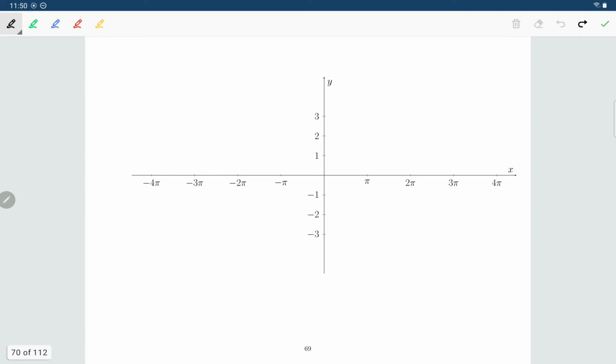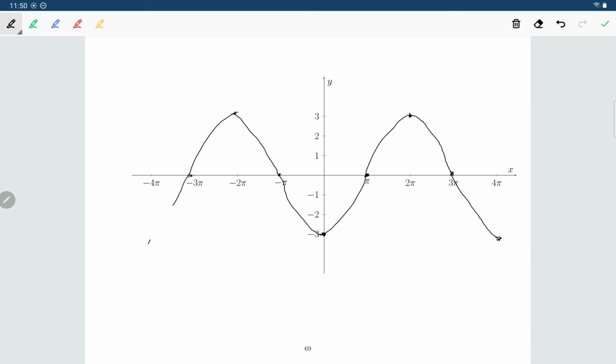And away we go. For our y values, we had negative 3 when x was 0, then 0 at pi, then 3 for x being 2 pi, then back to 0, then back to negative 3. And then we're just repeating ourselves for the second period. So again, just oscillating away, going from negative 3 to 0 to 3 to 0, and then back to negative 3 again. And we just need to label our points.